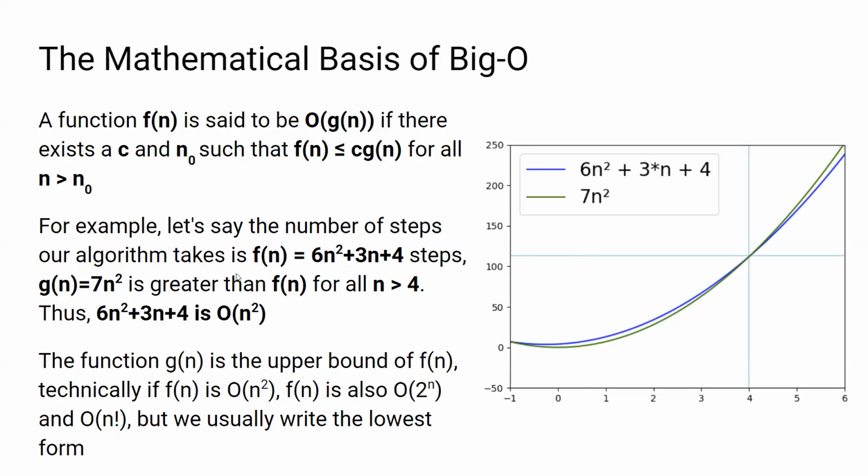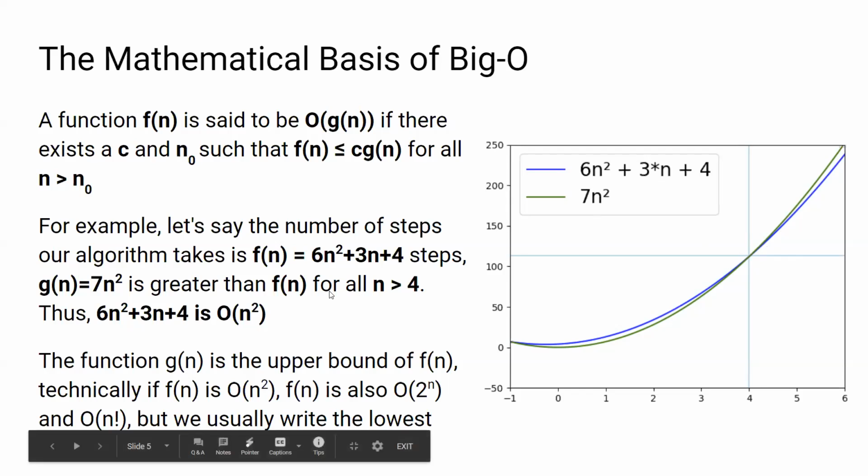We could figure out a c and an n naught which gives a function that is always greater than that function. So let's say c is 7 and n naught is 4. And you can see in this chart that 7n squared is actually greater than 6n squared plus 3n plus 4 for all n greater than 4. So that's why we can say 6n squared plus 3n plus 4 is O of n squared.